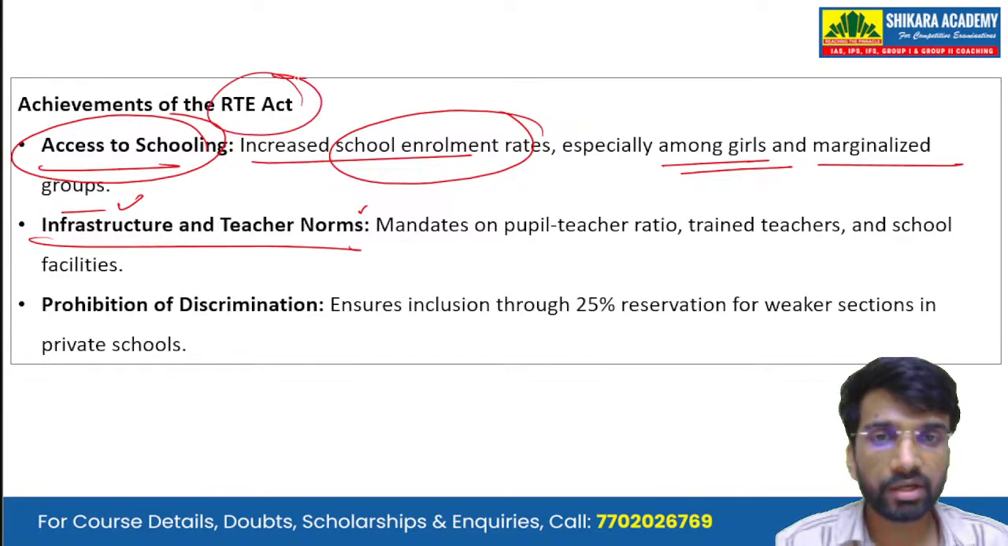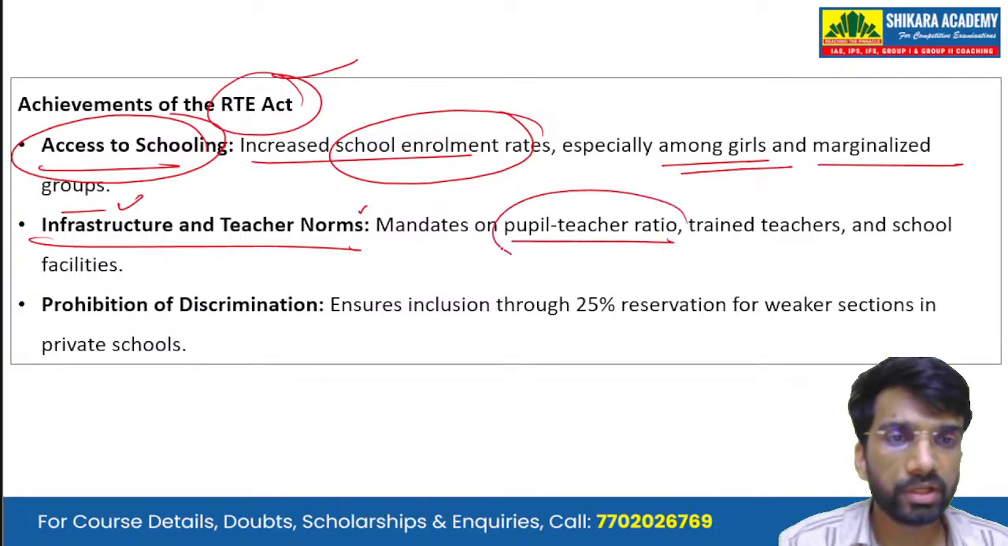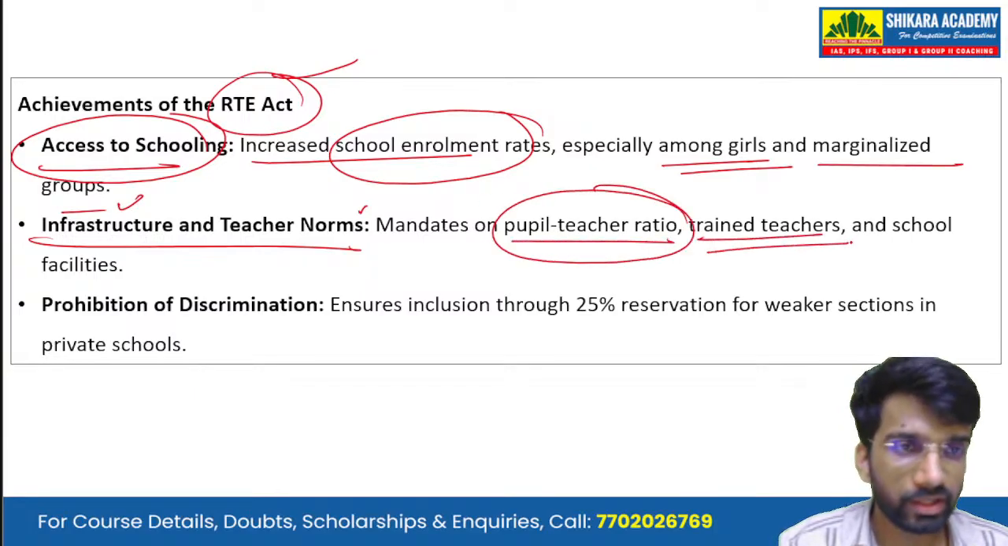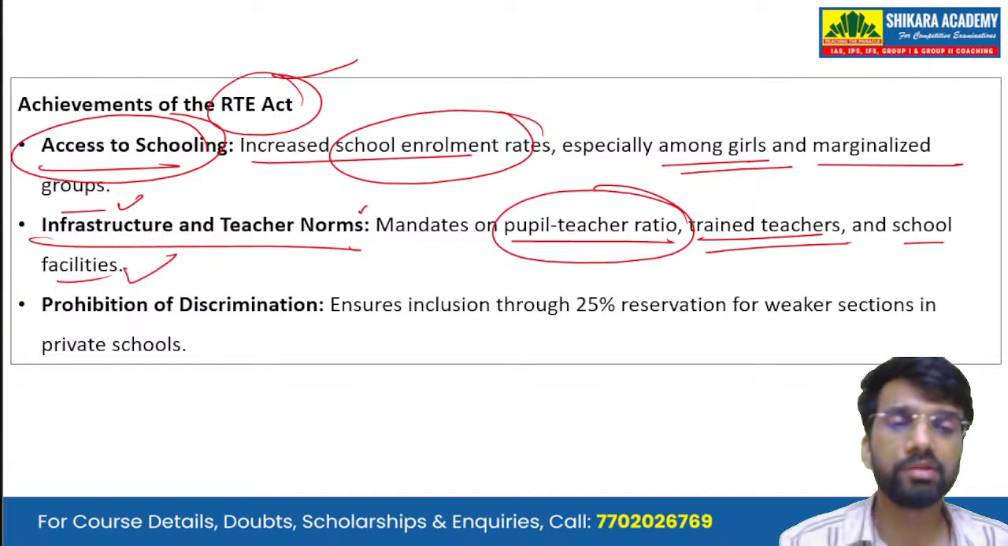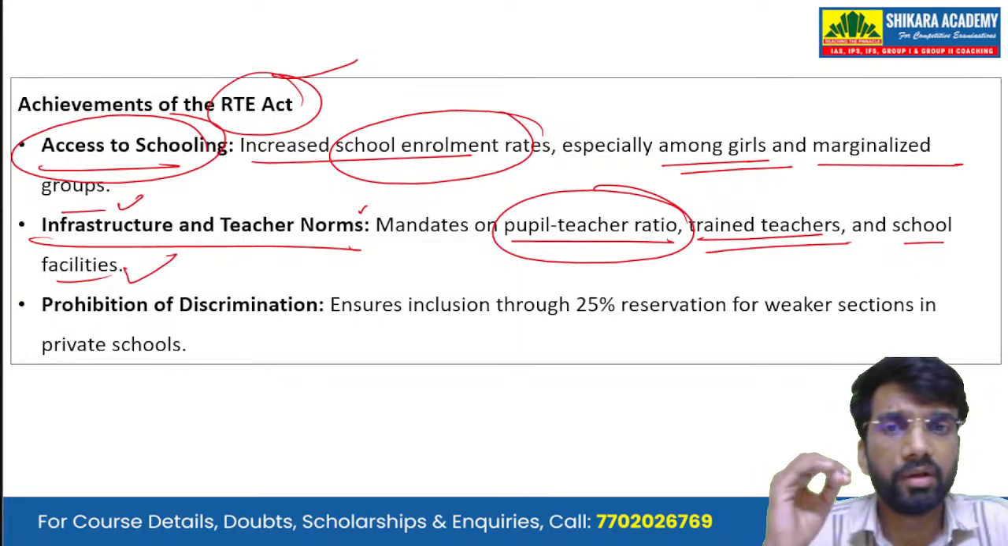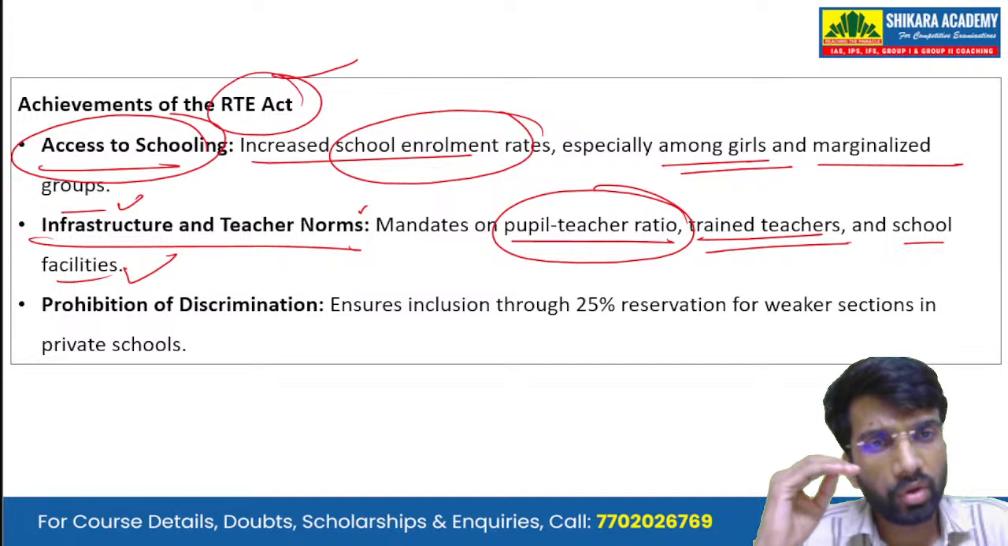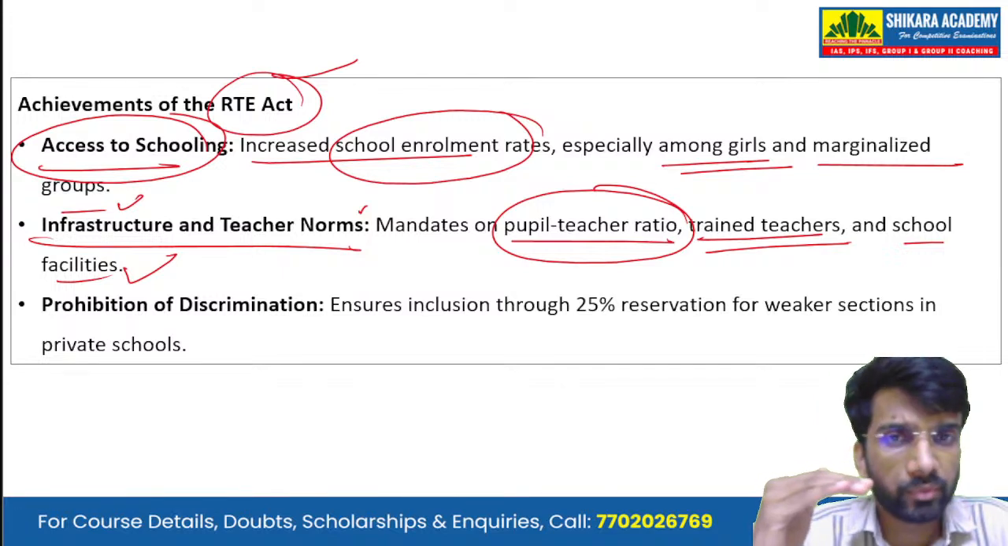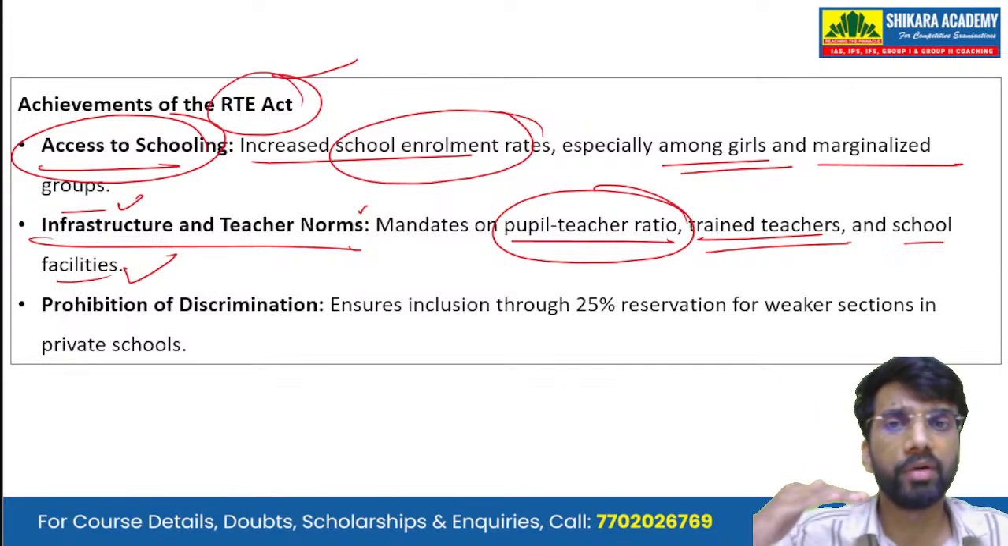Then there are infrastructure and teacher norms. The RTE Act mandates a pupil teacher ratio, trained teachers and school facilities. So a basic level of infrastructure and the quality of teachers, or the trained teachers, that basic level is provided in this act.